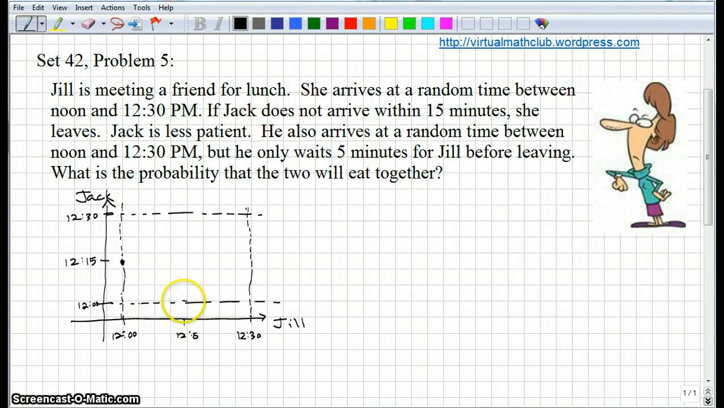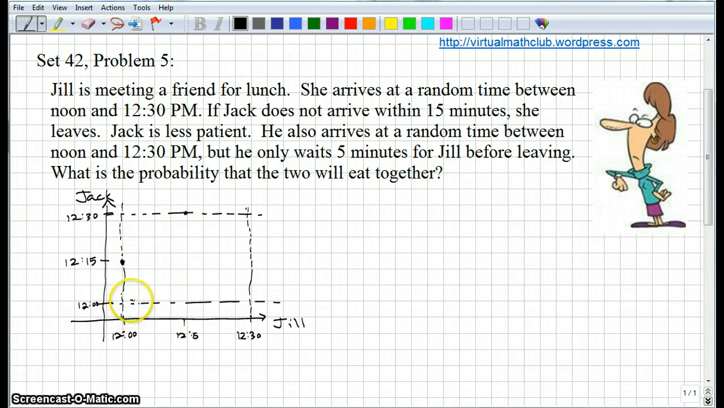What if Jill arrives at 12:15? Then the latest that Jack could arrive would be 12:30, right? Because she's going to wait 15 minutes. Okay. So this is the case where Jill arrives first. So we're going to assume that Jill arrives first. Now there are some cases like if Jill arrives at 12:15, but Jack arrived first at 12 o'clock, then they'd miss each other because Jack's only going to wait 5 minutes. But we'll not worry about that yet. We're just going to look at the case where Jill arrives first. We'll look at that case first.